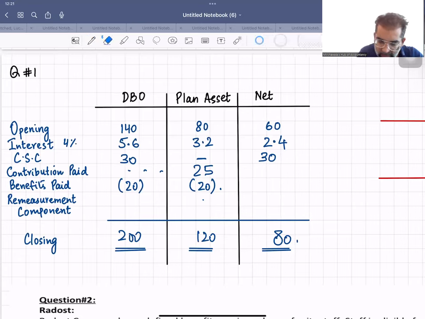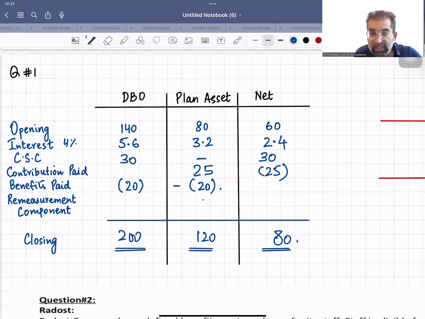Now here, listen. Nothing is written here, that means 0. So 0 minus 25 is negative 25. And here, minus 20. Benefits paid is already minus 20, then there is a minus sign here. So minus minus is plus. So minus 20 plus 20 is net effect nil.